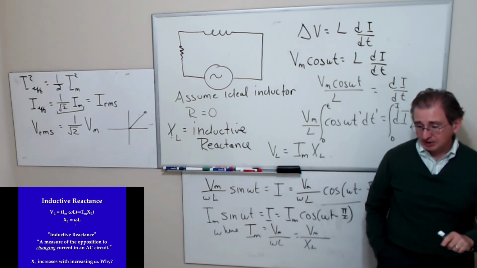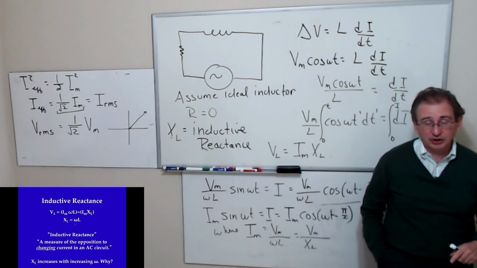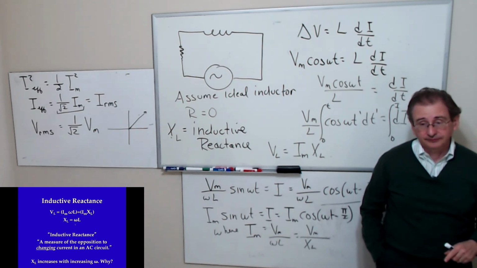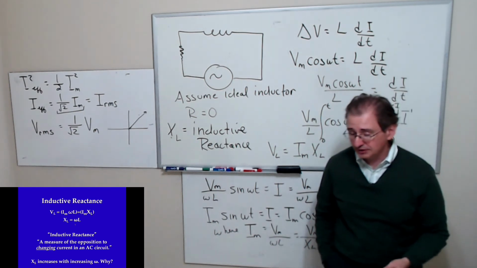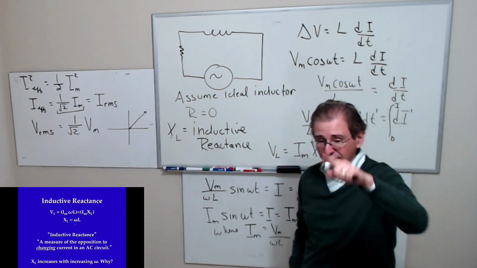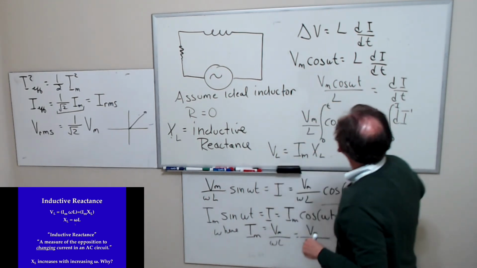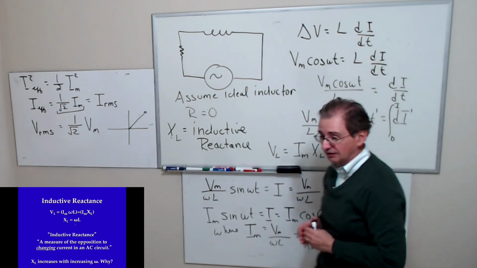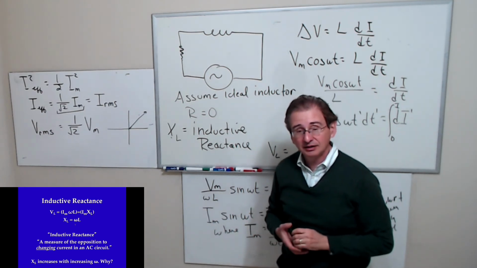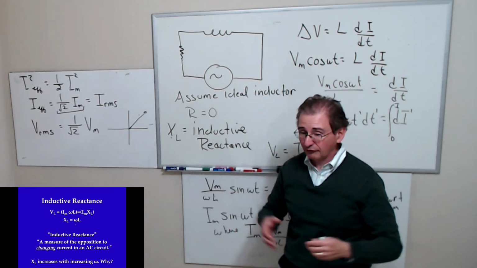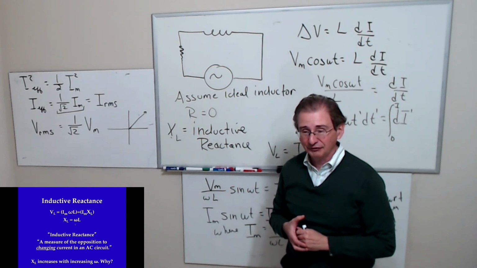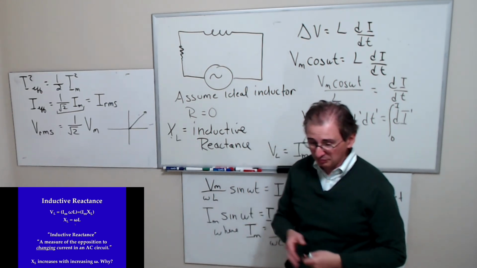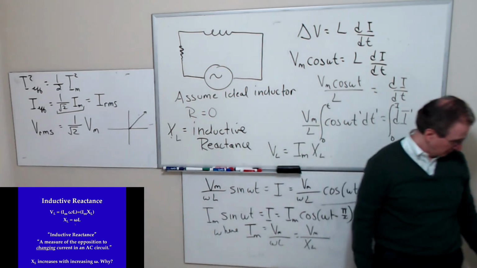And notice that X sub L increases with increasing omega. So the frequency increases as the sine function varies more and more, di/dt is going to be higher. So we have X sub L. Remember what Faraday's law says, right? If you have a big change in flux, then you're going to have a bigger induced EMF.